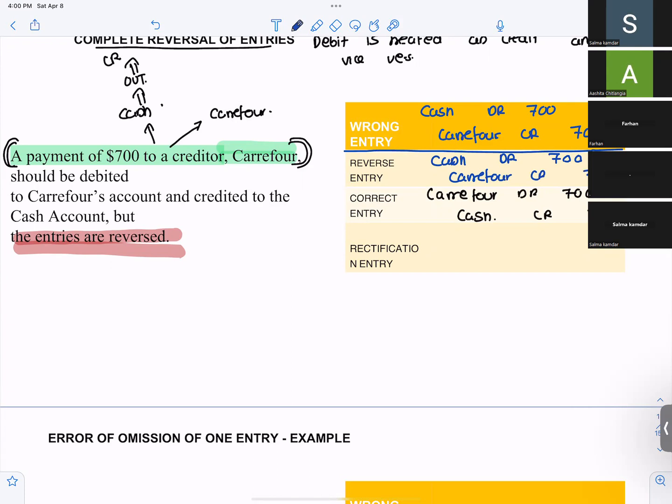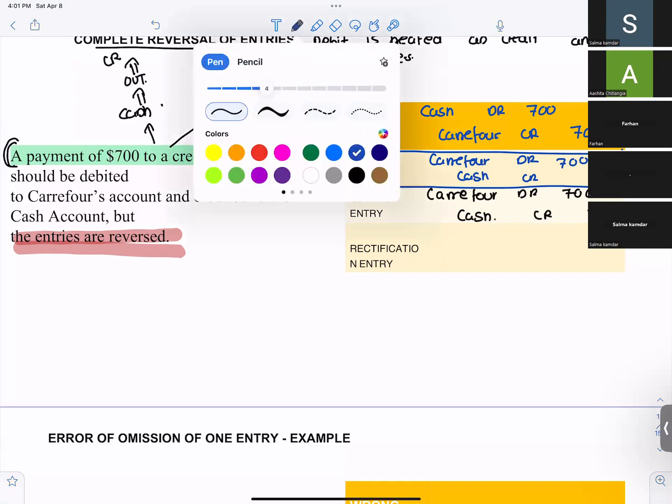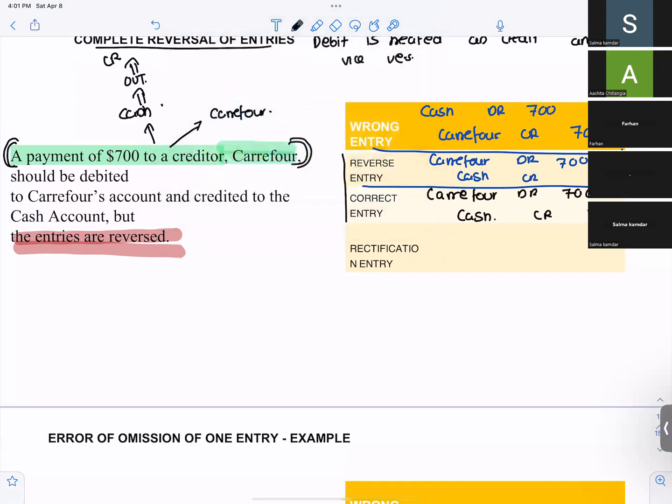You need to reverse it, so it's going to be the opposite. It will be Carrefour debit and cash credit. Now the rectification entry would be a sum of these two.